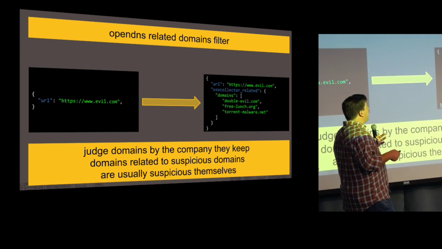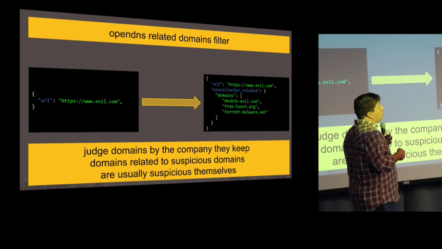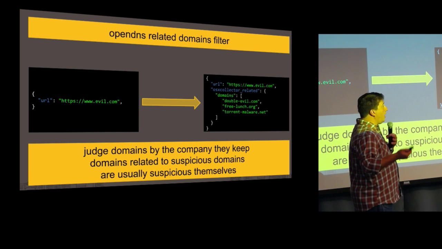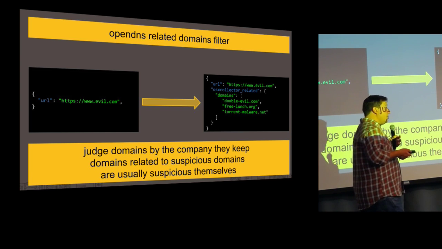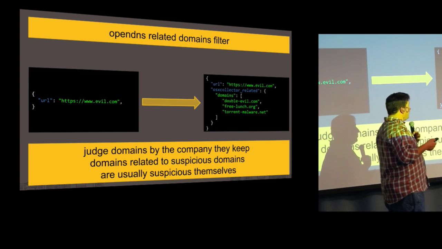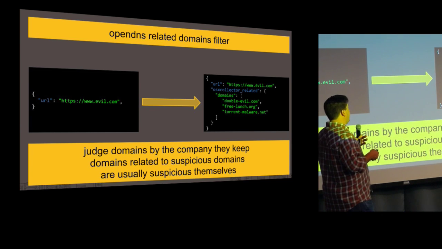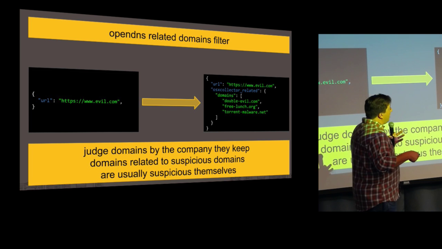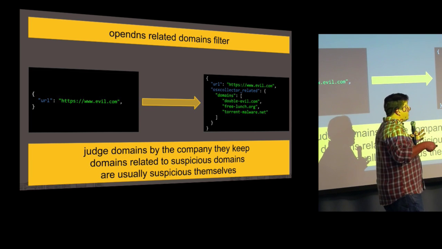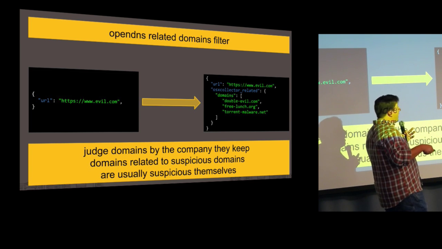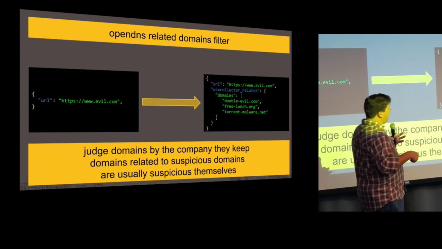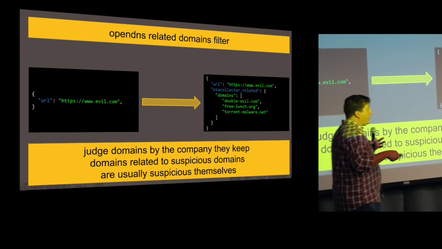So this is sort of like, you can ask OpenDNS, hey, I got this one domain. Do you know any other domains it might be related to? And OpenDNS is like, yeah, I actually do, which is pretty cool, and which is probably why we pay them, because not many people can answer that question. So basically, you can say, hey, I know about evil.com, what's it related to? And it could be like, oh, that's related to doubleevil.com and freelunch.com and torrentsandmalware.net, right?